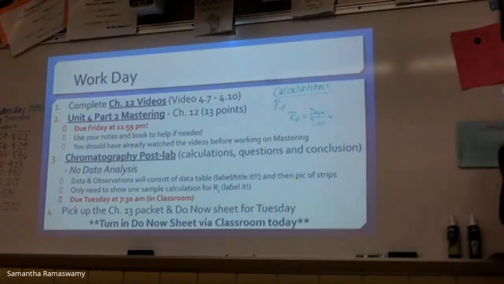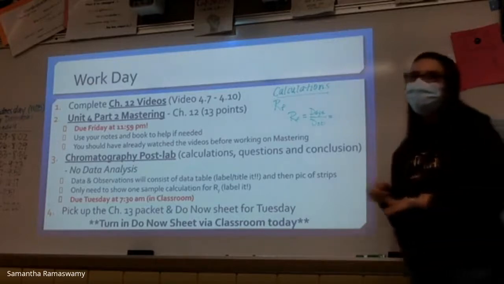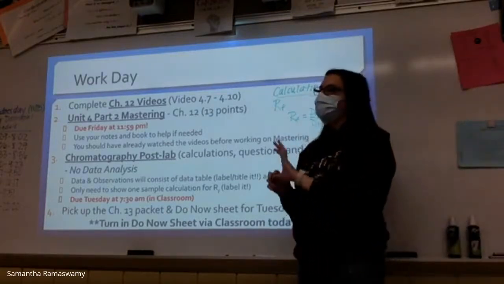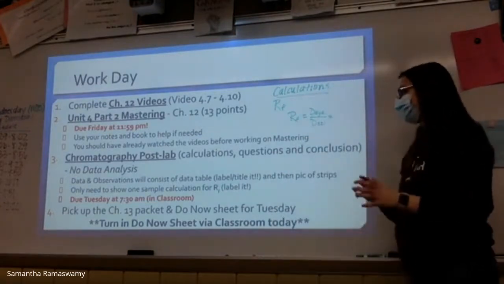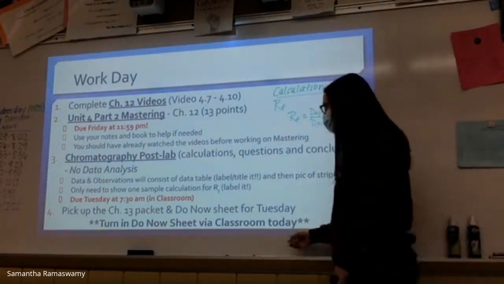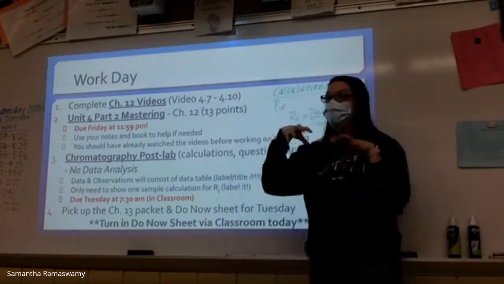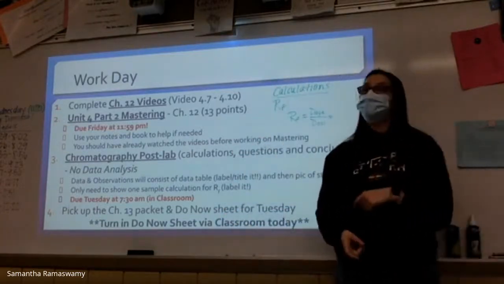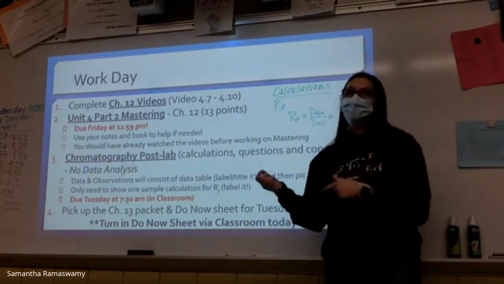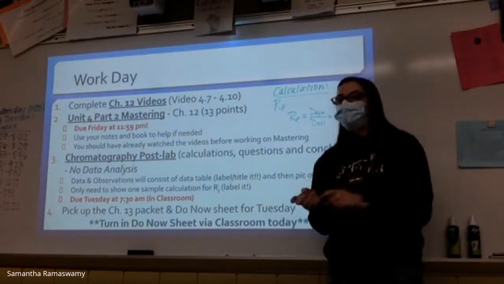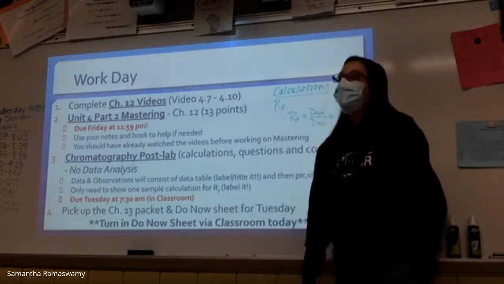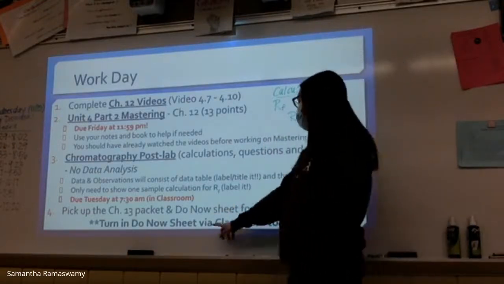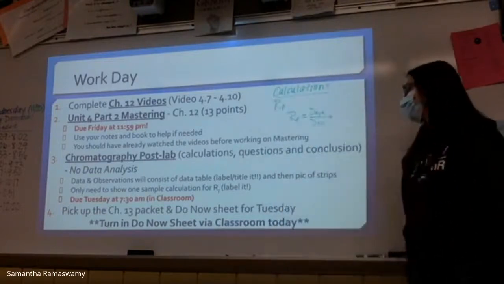And then make sure you do pick up the Chapter 13 packet and the Do Now sheet. If you know that there's anyone on Google Meet that might want you to get it for them, send them a text and ask them if they want you to get it. You will actually turn in your Do Now sheet. Today is actually the last day of the Do Now sheets because Thursday and Friday there's no school. But because I'm not going to see the green group for a week, I'm just going to have everybody turn in your Do Now sheets via Classroom.